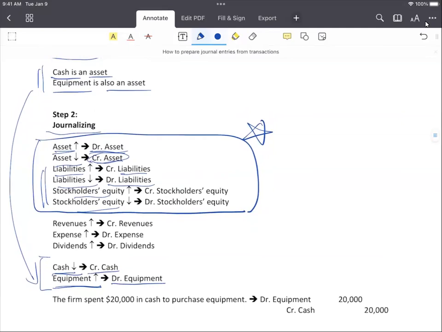One more thing to say: retained earnings is part of stockholders' equity, and an increase in revenue is going to cause an increase in retained earnings. If expense increases, it is going to cause a decrease in retained earnings. And if dividends increase, it is going to cause a decrease in retained earnings. So the sign of revenue is the same as stockholders' equity. In other words, for an increase in revenue, we credit the revenue account. Expenses and dividends are the same as assets. If it is an increasing expense, we debit the expense. If it is an increasing dividend, we debit the dividend account.